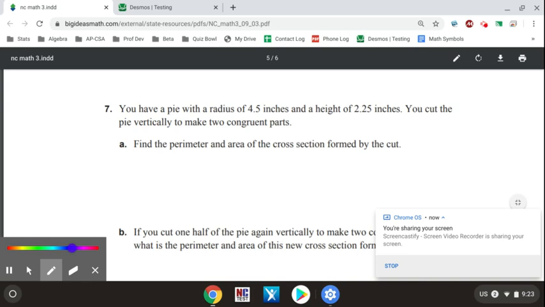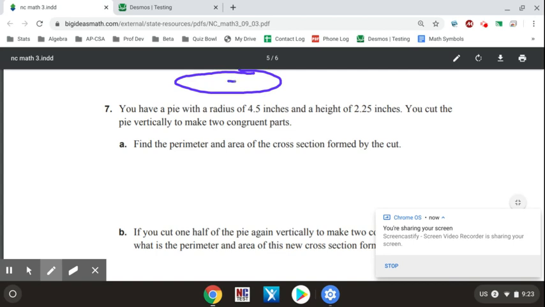Okay, we had several problems on cross sections. This is one of the harder ones I'm going to work through with you. First thing I would do for a cross section problem like this is to draw a diagram. It's talking about a pie, so we need a nice circular shape. It's talking about 4.5 inches, so that is our radius. And it is also telling you it has a height of 2.25.